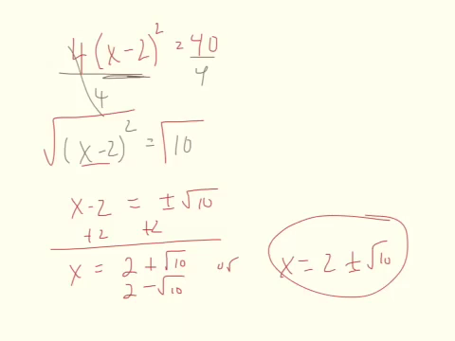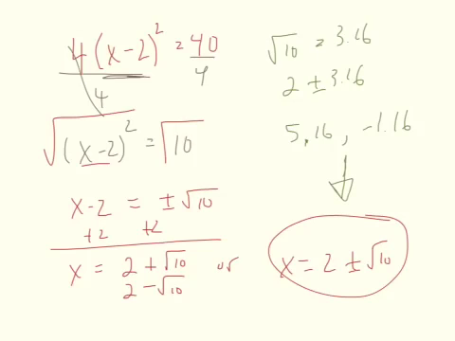And exactly what are those two values? Well, the square root of 10 is approximately 3.16. So that's 2 plus or minus 3.16. So that's 5.16 on the positive and negative 1.16. That's the actual sort of value of what 2 plus or minus radical 10 is. But we'll just leave it as 2 plus or minus radical 10.